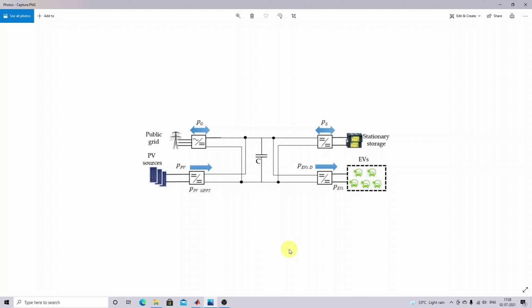Today we are going to see about MATLAB simulation of solar powered EV charging station.